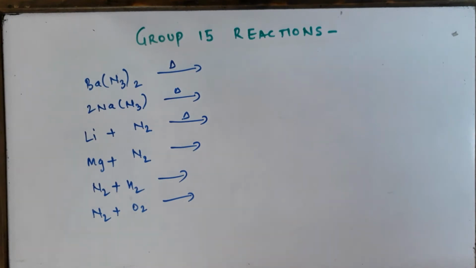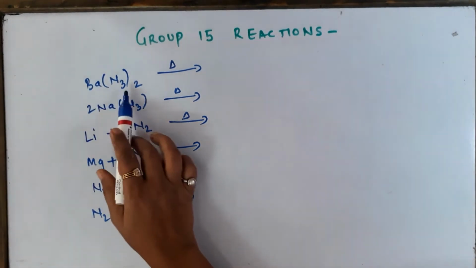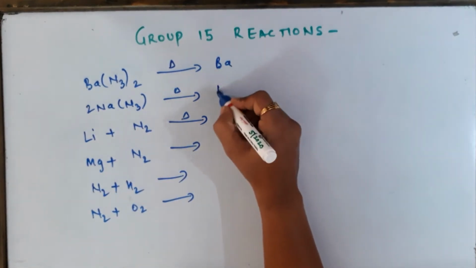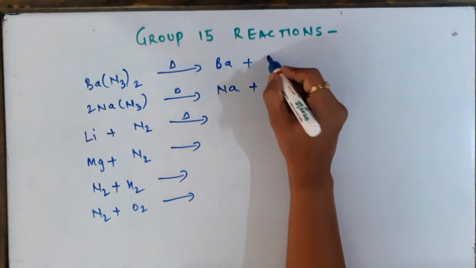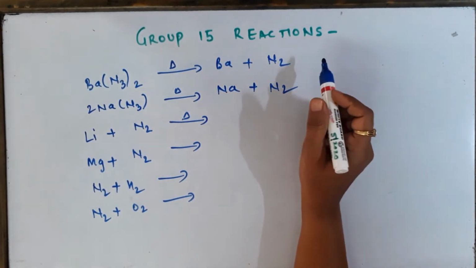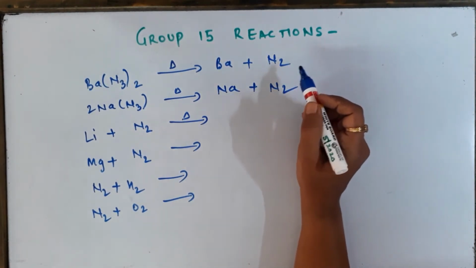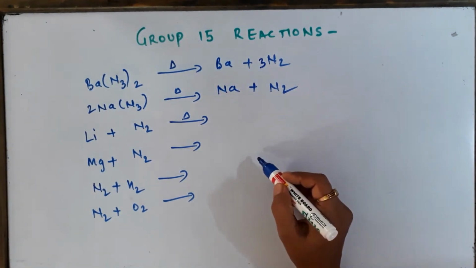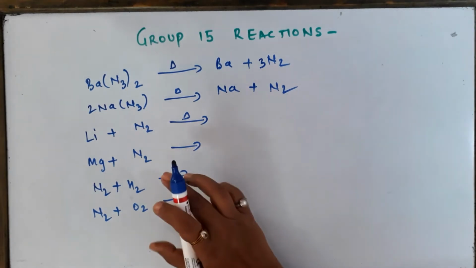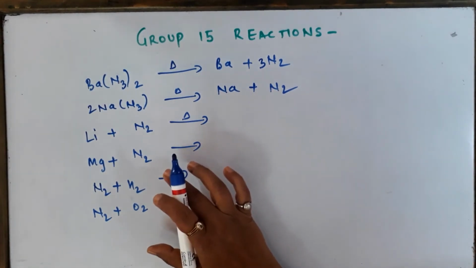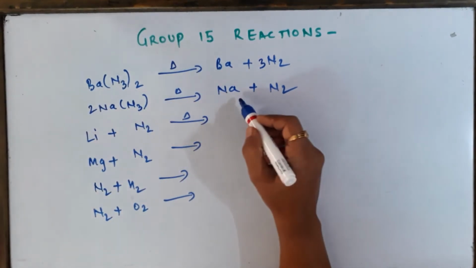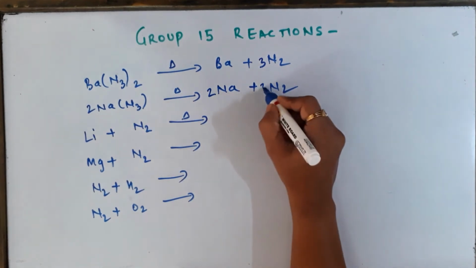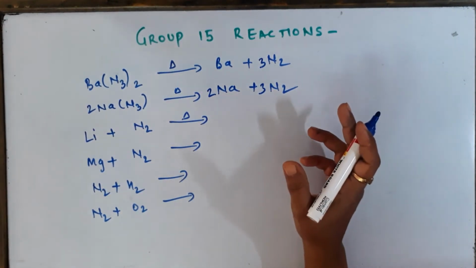Now these are the reactions which are very easy ones. Barium azide, sodium azide. Now when you heat azide, you get the metal and you get nitrogen gas. So this is very easy. Then you have to balance it by trial and error method. So we'll get 3 nitrogen over here. Similarly, if you do it for the case of sodium also, you will get 2 NaN3, which will give you 2 sodiums and 3 times nitrogen gas.